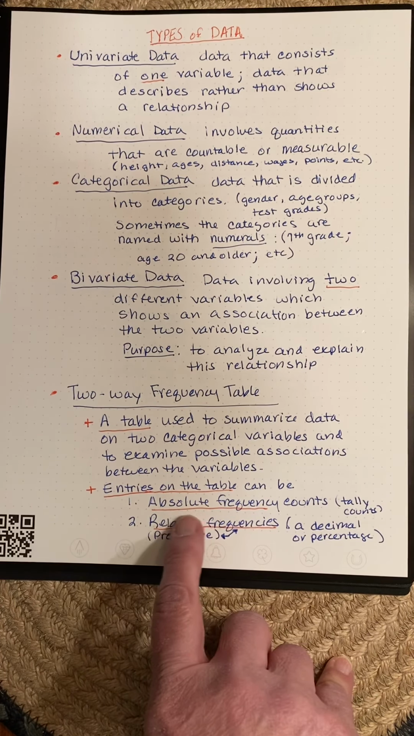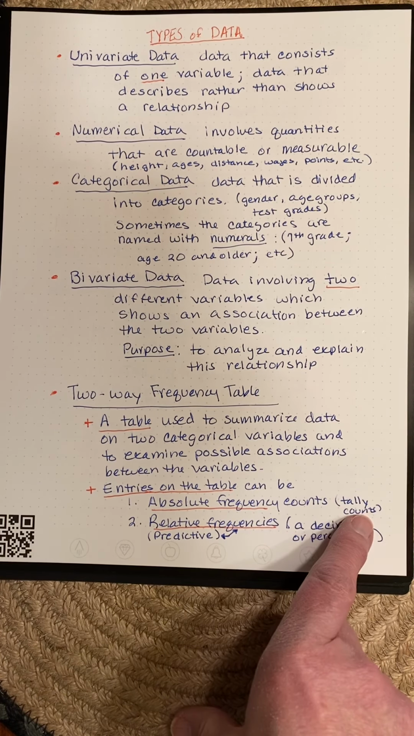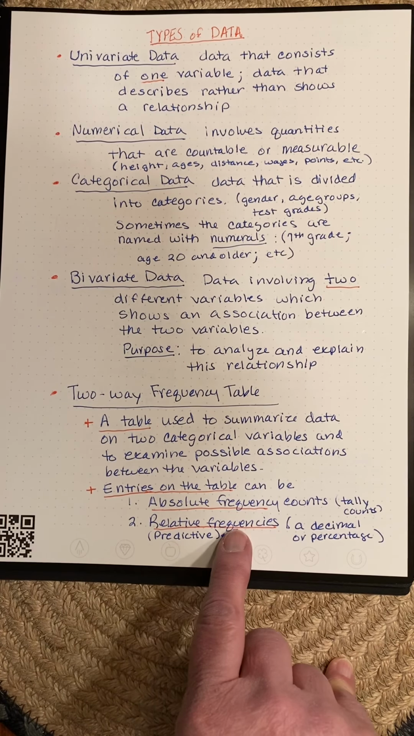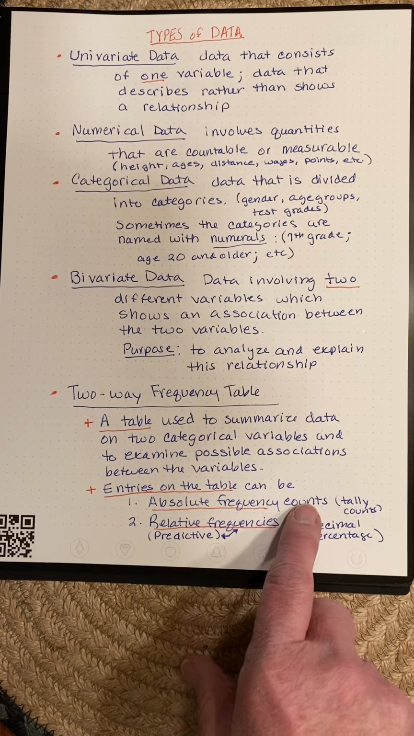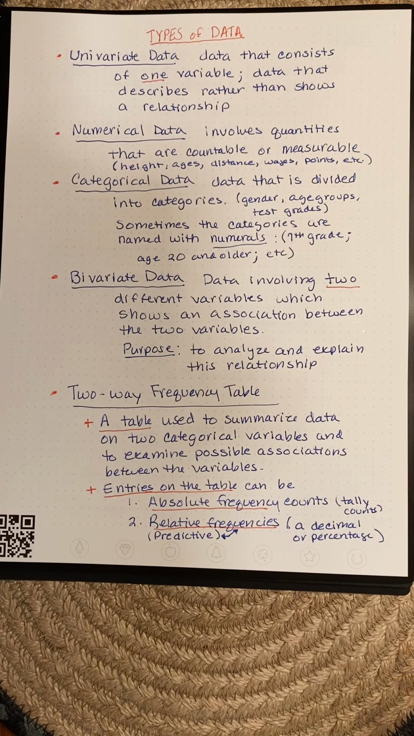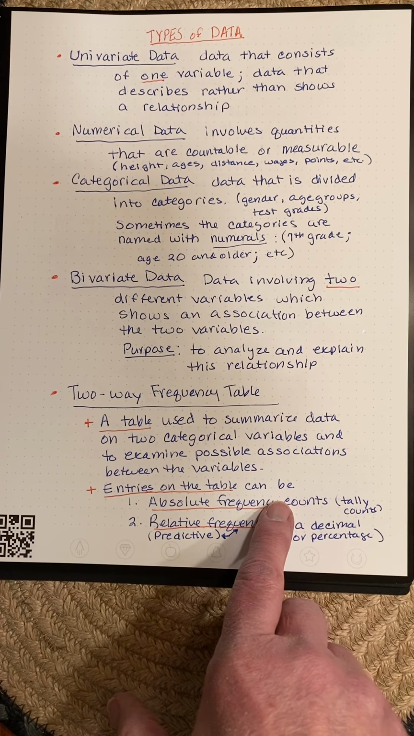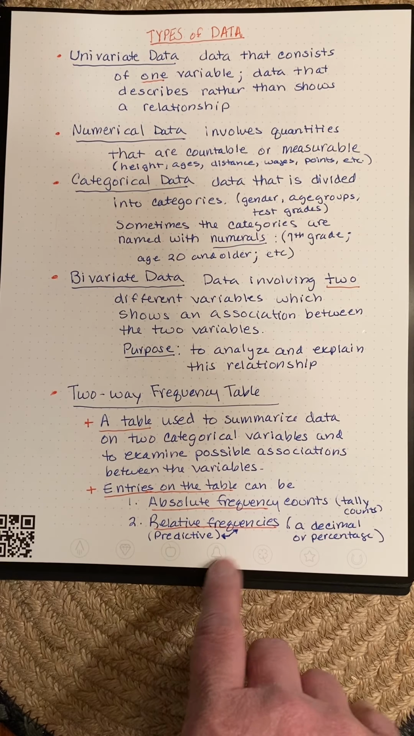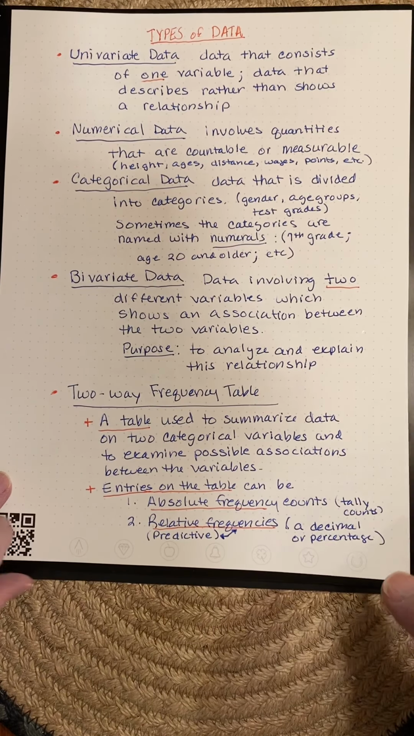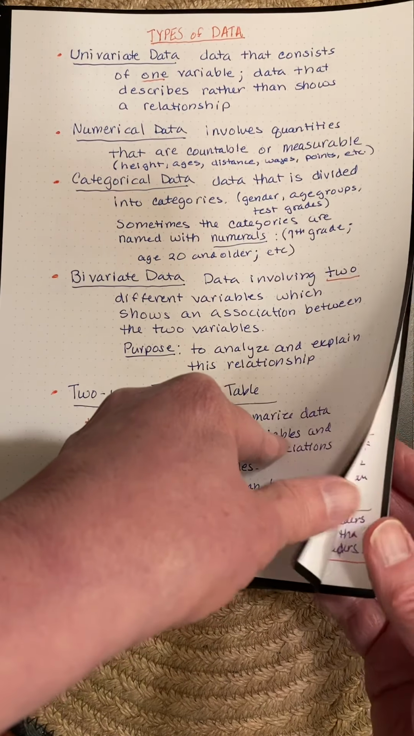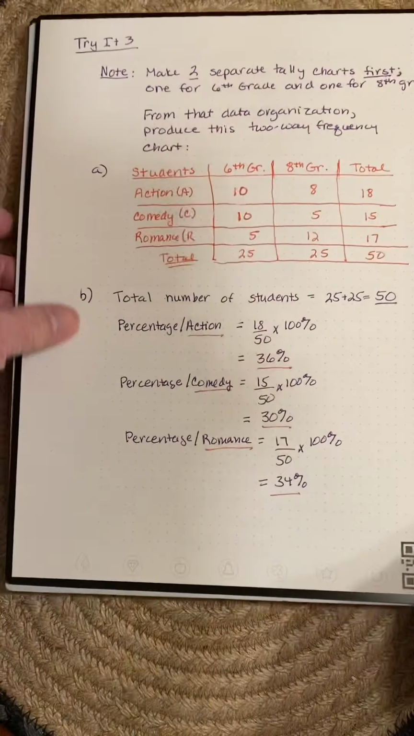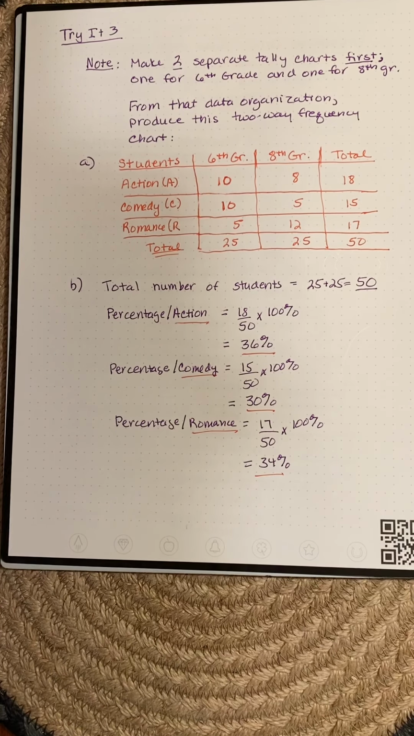Entries on the table can be absolute frequency counts, like tally counts, or relative frequencies, which is predictive, which means you would take the absolute and switch it into a decimal or percentage to predict what the future trend would be. So you start with the absolute so you can convert it to relative for predictive purposes. This is very helpful in science or determining trends of one sort or other. So, here we go with two-way frequency tables.